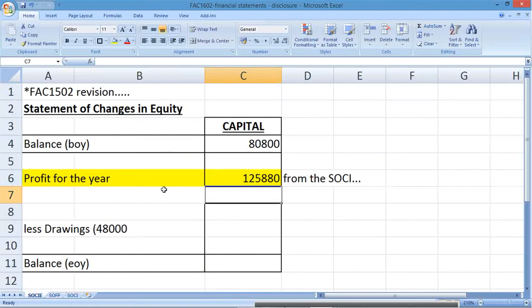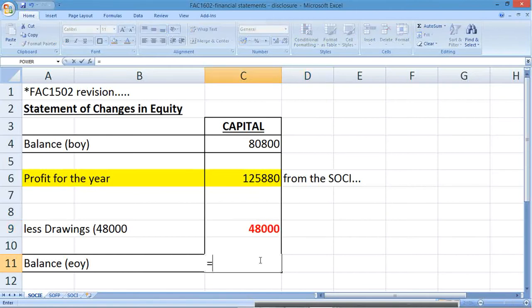Okay, last bit here is just to tally up. Drawings, you know, is going to be a negative. So 48,000 is a bracketed figure. And then to get this figure, how do I get it? The top minus the less drawings. Well, plus this. Because what does the profit do to the owner's equity? It increases it. Exactly. Okay, and then you have to minus the 48,000. Exactly. And that gives you the balance.